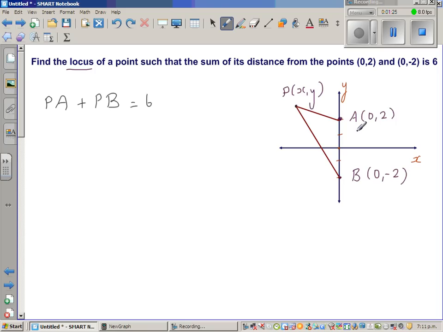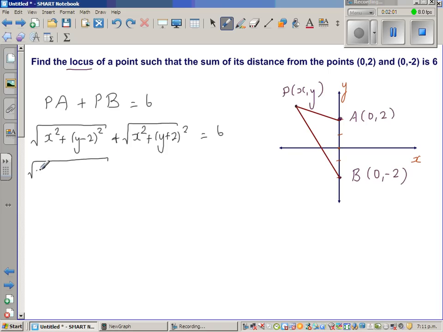So PA, using the distance formula, is the square root of (x minus 0) squared, which is x squared, plus (y minus 2) squared, plus the square root of PB. PB is (x minus 0) squared, which is again x squared, plus (y minus -2), or y plus 2, the whole squared, is equal to 6. So let us take one of these to the other side. The square root of x squared plus (y minus 2) squared is equal to 6 minus the square root of x squared plus (y plus 2) squared. You have to be super careful here in this expansion.